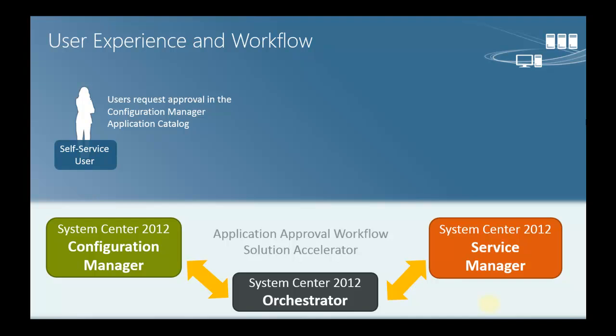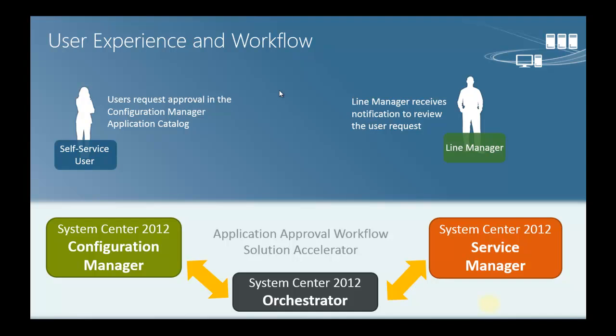But in any case, our self-service user makes that request. It lights up in Configuration Manager as a pending request. Orchestrator is going to catch that request and transform it into an application request in Service Manager, and an approval activity is going to be raised to the line manager of our self-service user. The line manager is the manager of that user as defined in Active Directory. Now, you don't have to use that as your approval mechanism. You have absolute flexibility to customize that to the capabilities of Service Manager.